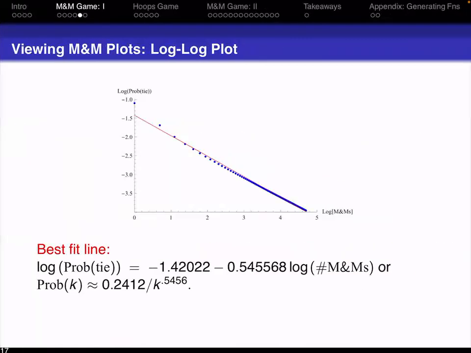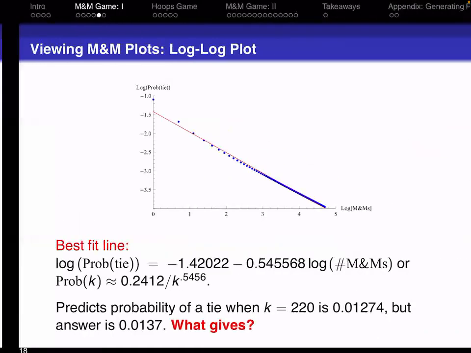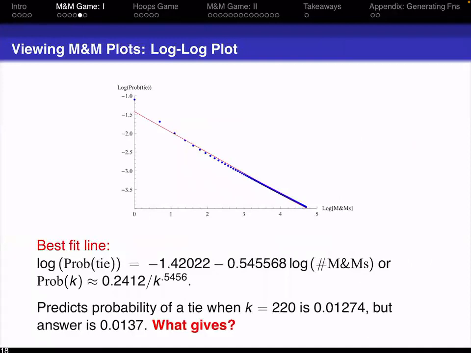So if we try to do the best fit line, we get negative 1.42 minus 0.545 log number of M&Ms, or about 0.2412 divided by k to the 0.5456. And again, there's no way you're going to look at this and see those numbers. We can see how good of a job we do. So we estimate when there are 220 M&Ms that the probability of a tie is about 1.27%. The actual answer is about 1.37%.